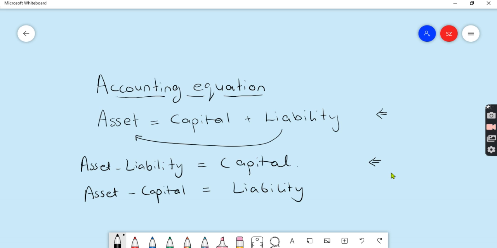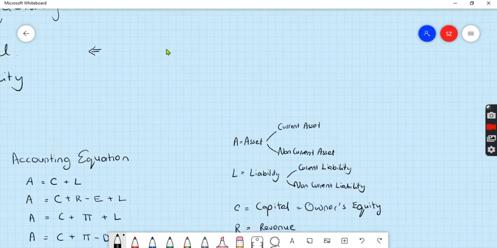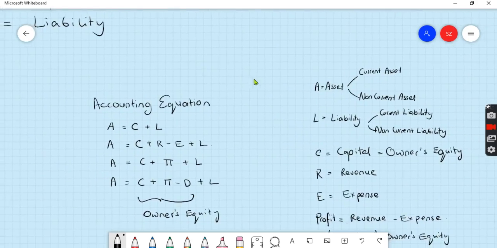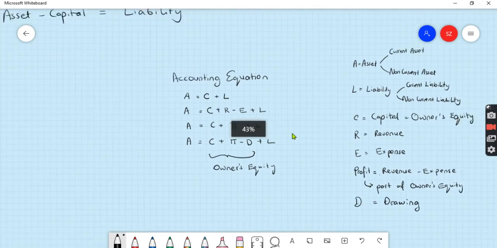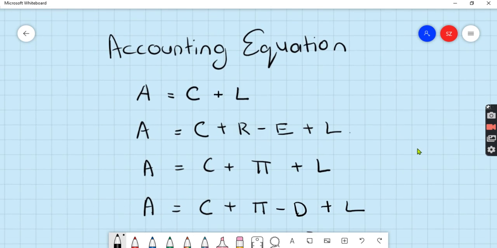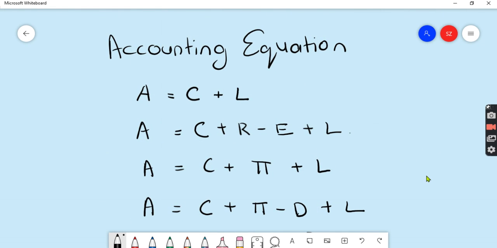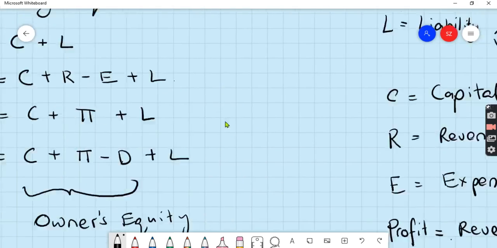The accounting equation can be expanded further. For instance, when the business carries out its operation, it is going to create revenue. But this revenue will have to incur some expenses. So let's look at this accounting equation. R stands for revenue, E stands for expense.